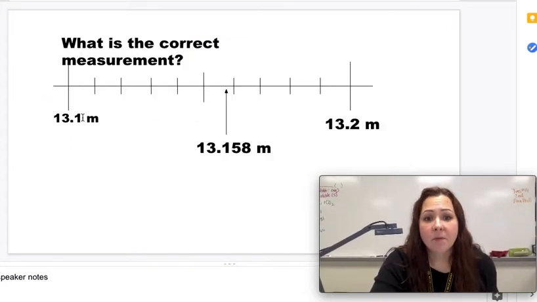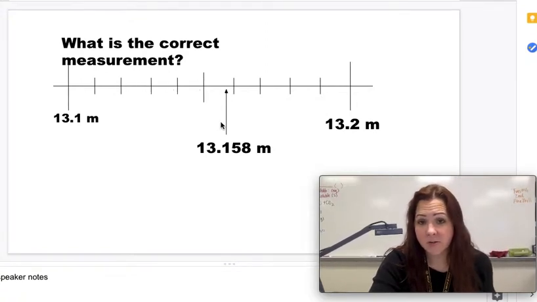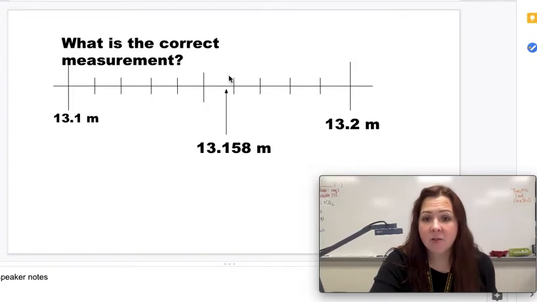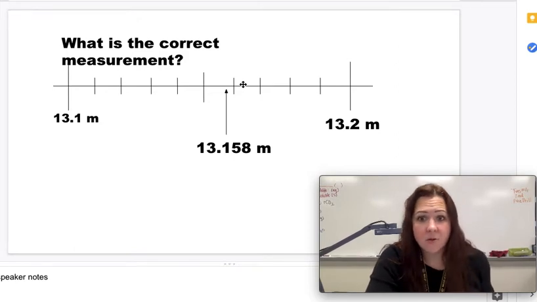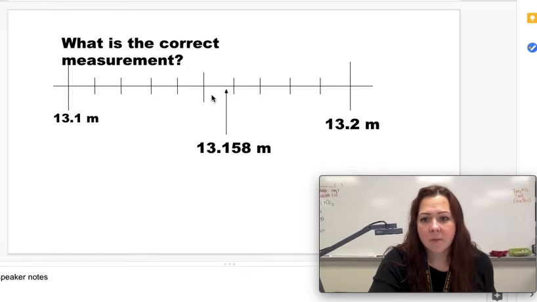Now this one, your 13.1, this is 13.2. So this would be 13.11, 12, 13, 14, 15. My digit that I'm reading right here is somewhere between 13.15 and 13.16. So estimated in between there, if it's about halfway between the two, so 13.158, 13.157, somewhere in that range would be your answer. But that last digit, the 8, that you're estimating, that is your digit of uncertainty.